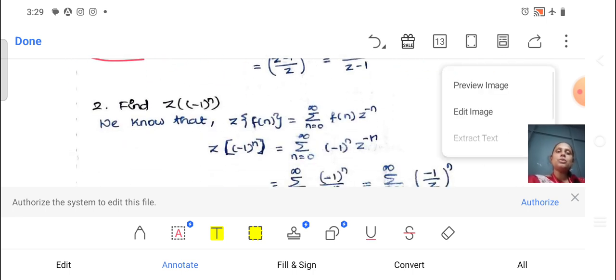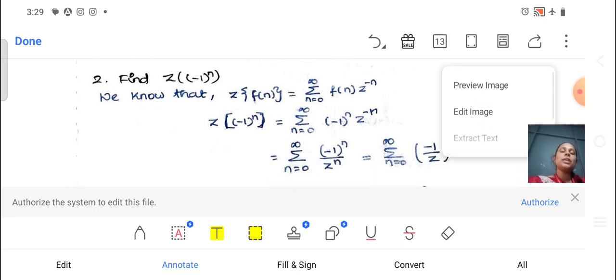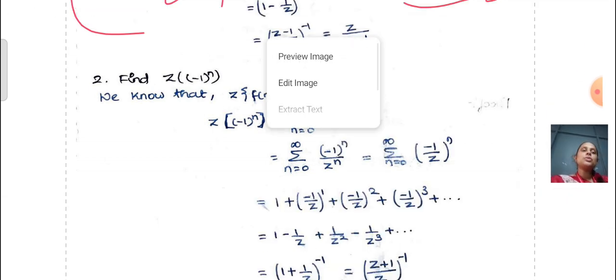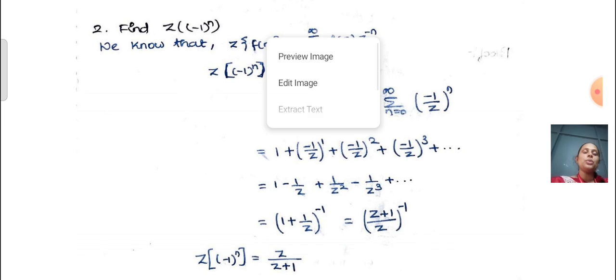Similarly, we have to find Z of minus 1 power n. Z of f of n is equal to summation n varies from 0 to infinity of f of n z power minus n. Here we replace f of n, which is nothing but minus 1 power n. So summation n varies from 0 to infinity of minus 1 power n into z power minus n. The next step is minus 1 divided by z the whole power n. Then we substitute n values 0, 1, 2, etc. Here also we use the binomial formula.